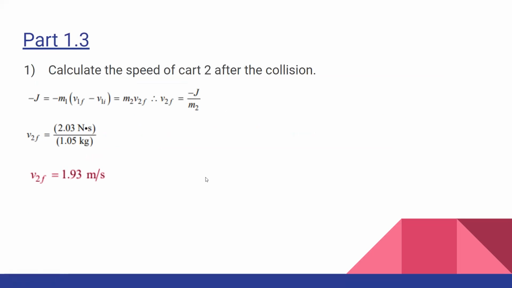Calculate the speed of cart 2 after the collision. And you could basically do the same thing with the impulse momentum equation, except you're only analyzing cart 2. So you still have your M2 V2, and that's equal to negative J because the forces are occurring in opposite directions. So you have to switch the sign.